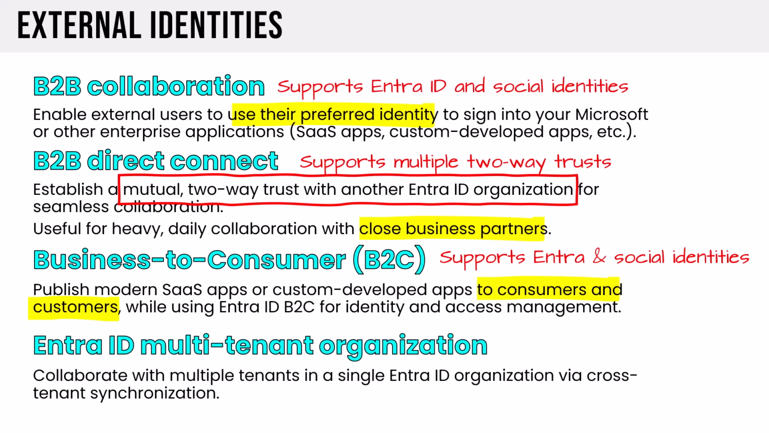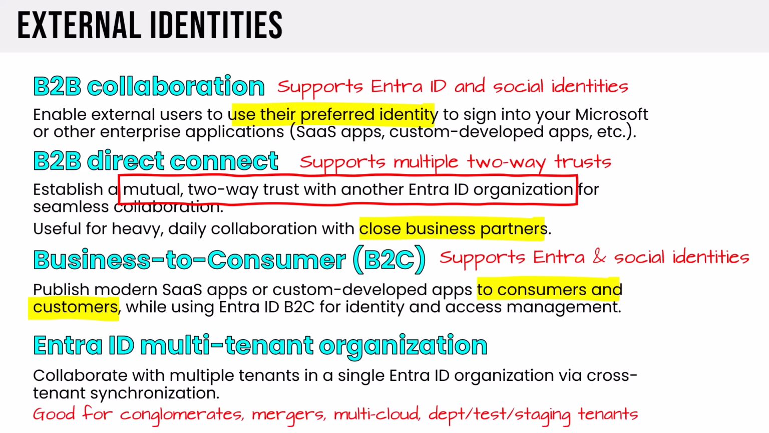Then we have Entra ID multi-tenant organization, where we can collaborate with multiple tenants in a single Entra ID organization via cross-tenant synchronization. This is useful for conglomerates, mergers and acquisitions, multi-cloud environments, organizations that have department-created tenants, test and staging tenants, where you need that permanent relationship for ease of use in a multi-tenant environment. Really going beyond the B2B collaboration that we talked about in the previous scenario.